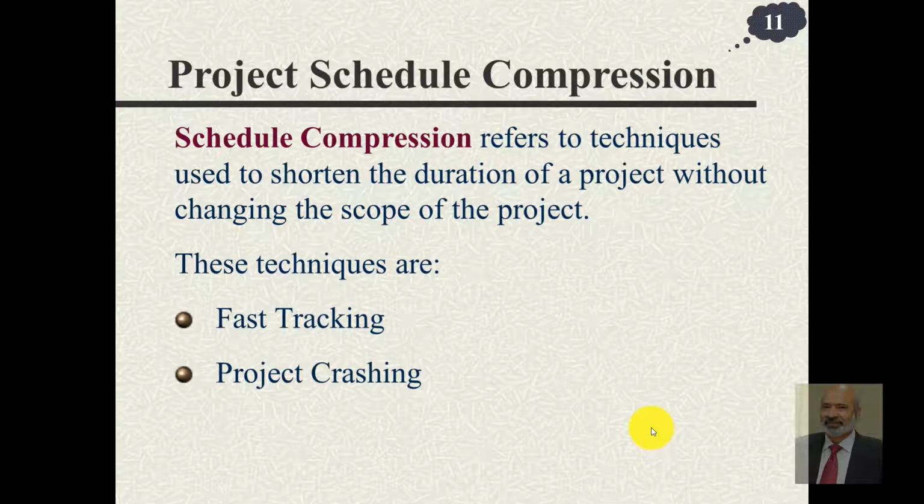Let us now come to another topic, which is project schedule compression. Schedule compression refers to techniques used to shorten the duration of a project without changing the scope of the project. You don't want to affect the scope, you don't want to compromise on quality or performance. Then you play with time and cost. So if you want to squeeze the time, reduce the time, it would result in increasing the cost. The techniques that we use for this are fast tracking and project crashing.